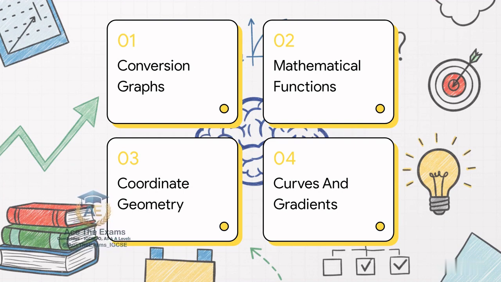Okay, let's take a quick look at our track map for today's explainer. We've broken this down into a highly structured, four-part modular approach, so you can completely compartmentalize your revision. First up, real-world conversion graphs. Second, we're mastering mathematical functions. Third, coordinate geometry essentials. And fourth, advanced curves and gradients.